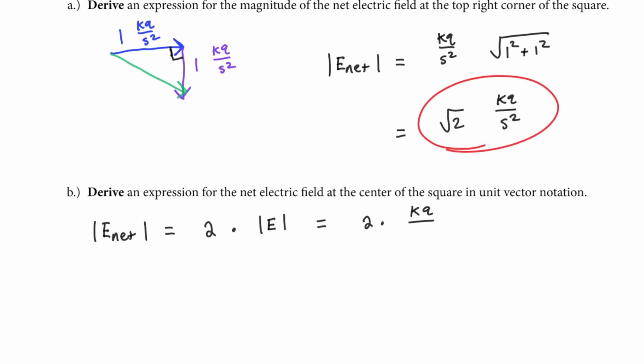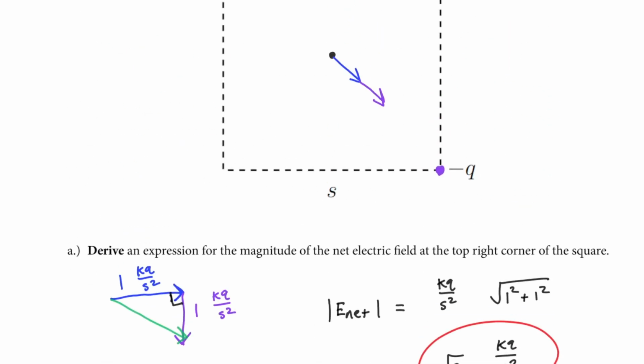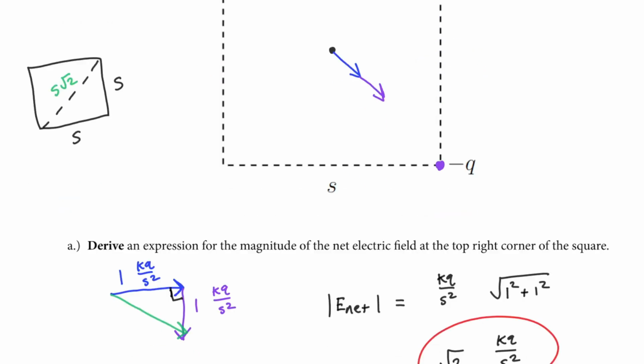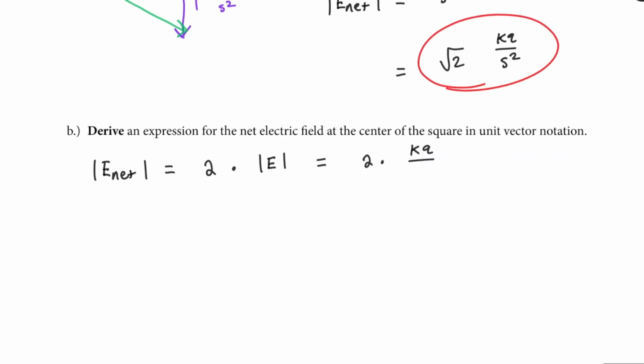So now we just have to figure out what the distance is, because it's to the center of this square. So we can draw ourselves a little picture down here that if this is S and this is S, the diagonal is length S square root 2. But we just want the distance to the center, so we want half of that. So that's half of S root 2 that goes on the bottom before being squared.